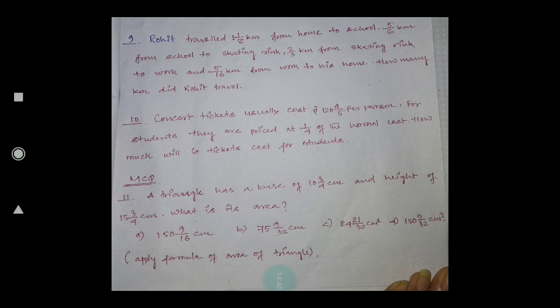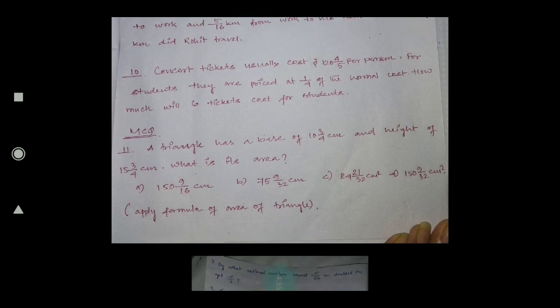So this is the cost of one student. One student has to pay this much for one ticket. So how many tickets do we need for students? 6 tickets. That means multiplied by 6.